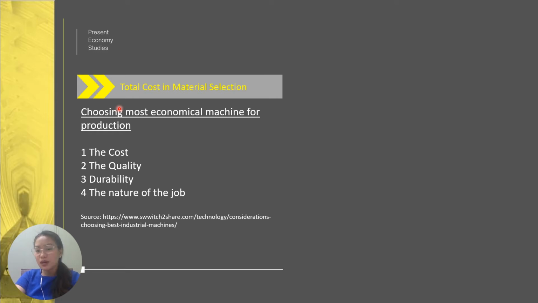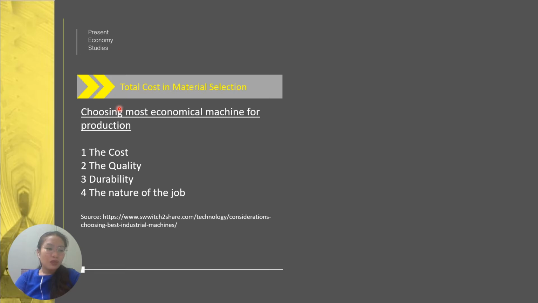It could be that the machine is cheap, and you acquire it cheaply, so you save on total production. But look at its maintenance cost: you keep having it repaired again and again. So you have to consider the durability of the machine. And number 4 is the nature of the job. So what is the machine for? It is best, if what it will process is heavy, that it should be heavy-duty as well.